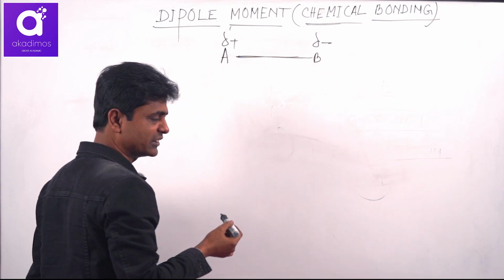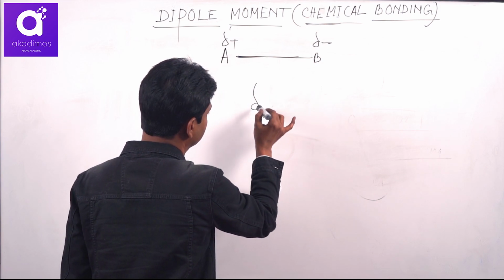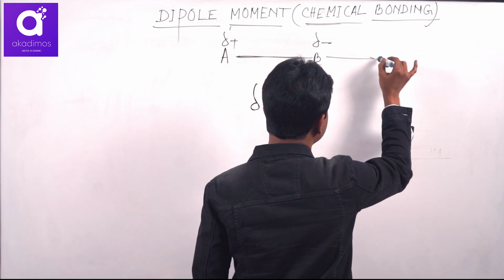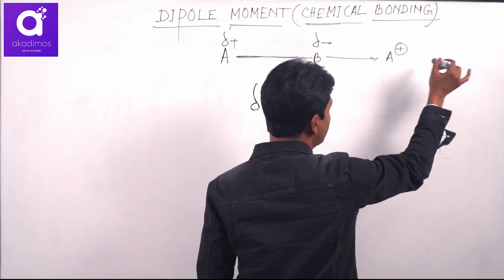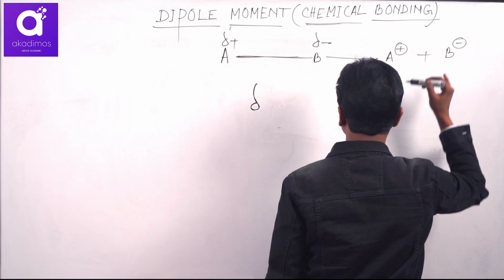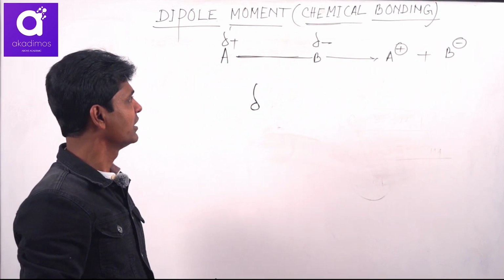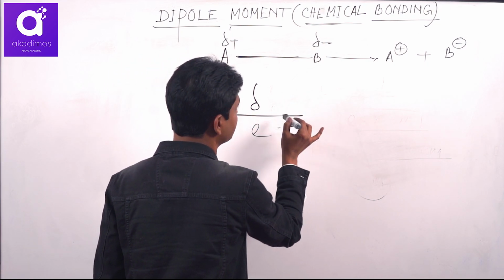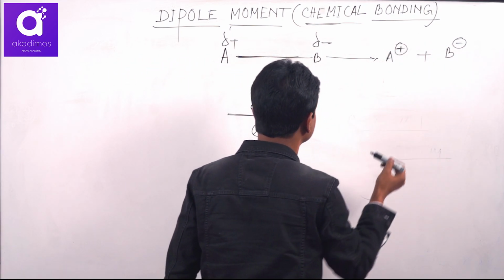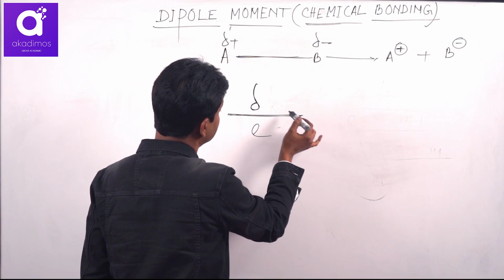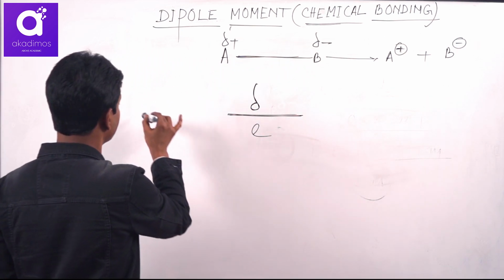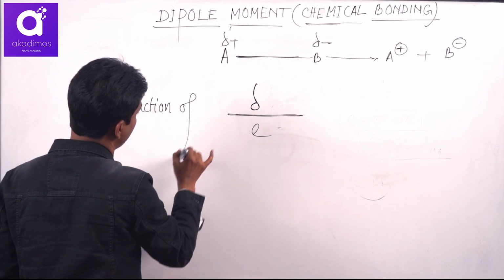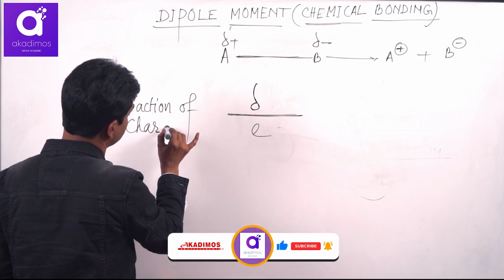Now the charge separation: this is delta, the actual value of charge separation. If it undergoes complete dissociation, that is A plus and B minus, then we treat it as 100% ionic. That means when the charge separation is e, the charge of an electron, magnitude the same, one minus and another plus. So this is the fraction of charge separation.